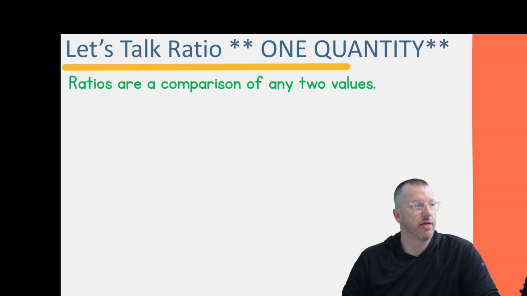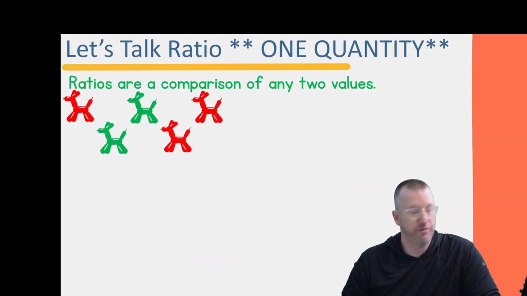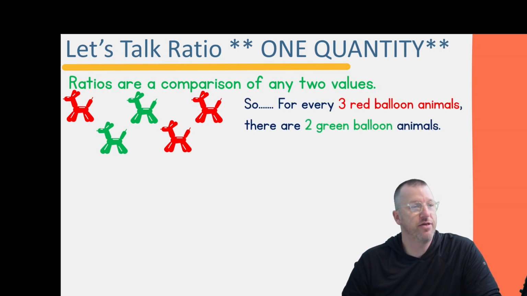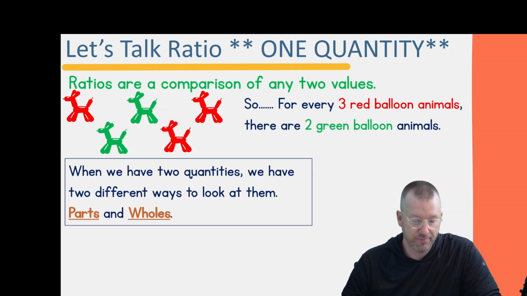Okay, let's try another one. Remember, it's a comparison of two values. Here's our same collection of balloon animals. So for every 3 red balloon animals, there are 2 green balloon animals. When we have two quantities, all right, so we have two different quantities.